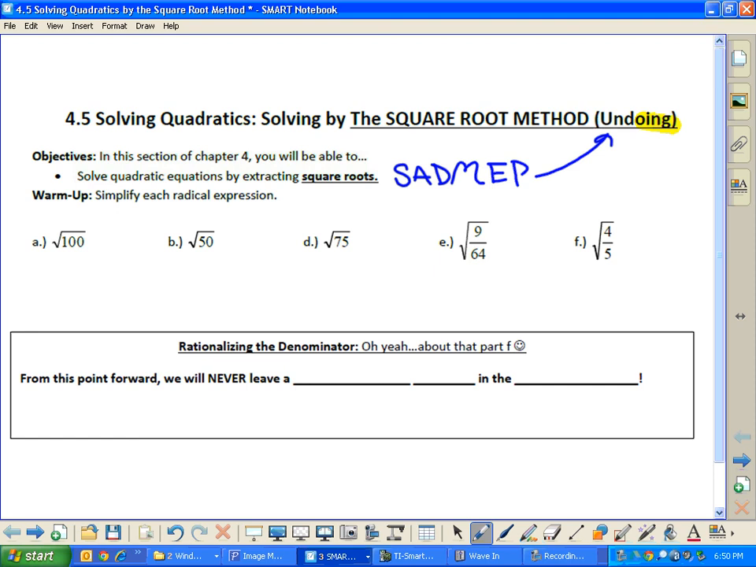Okay, so with that, I just wanted to go over your warm-up real quick. Square root of 100, do y'all get that? Yeah! No decimal answers until we get to word problems. Just give me a heads up on that. Part B, square root of 50. Go ahead, Hannah. Perfect. How did you get that? You square root both pieces, yeah.